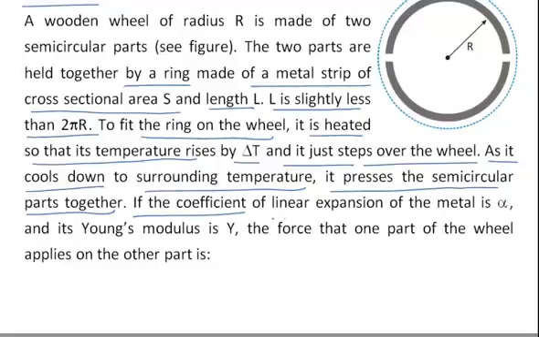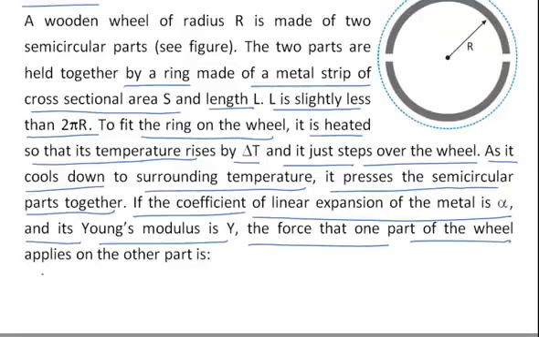If the coefficient of linear expansion of the metal is alpha and its Young modulus is Y, the force that one part of the wheel applies on the other part is.